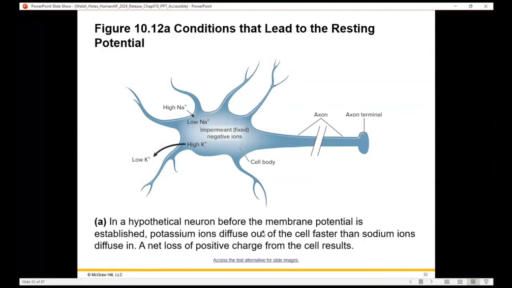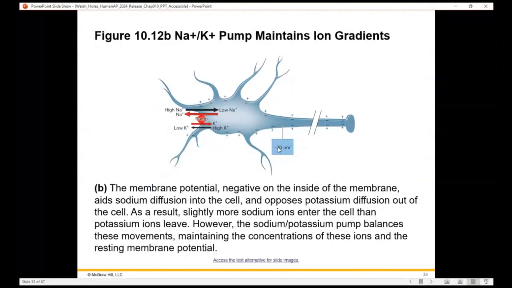So in a hypothetical neuron, before the membrane potential is established, potassium ions diffuse out of the cell faster than sodium ions diffuse in. A net loss of positive charge from the cell results. Figure 10.12, sodium-potassium pump maintains the ion gradient. The membrane potential, negative on the inside of the membrane, aids sodium diffusion into the cell and opposes potassium diffusion out of the cell. As a result, slightly more sodium ions enter the cell than potassium ions leave. However, the sodium-potassium pump balances these movements, maintaining the concentrations of these ions and the resting membrane potential.